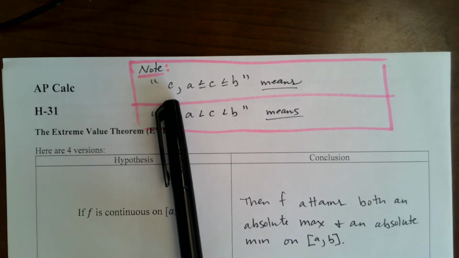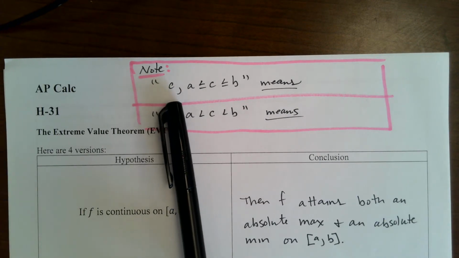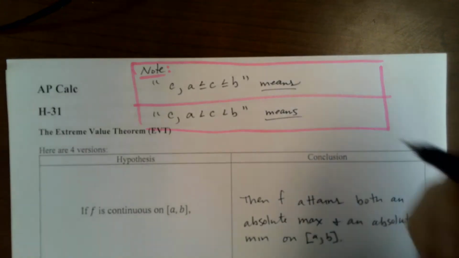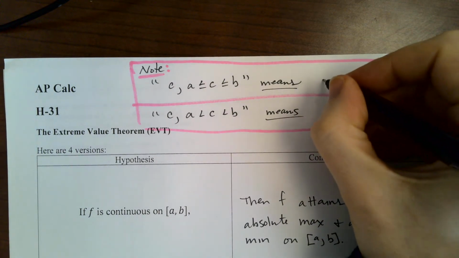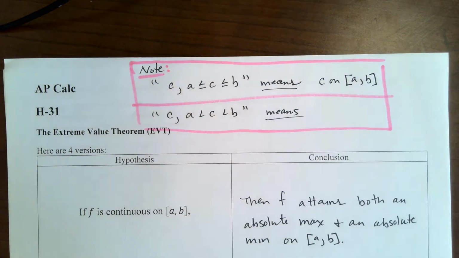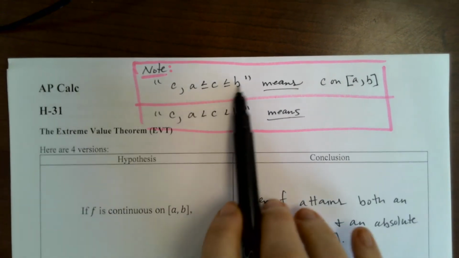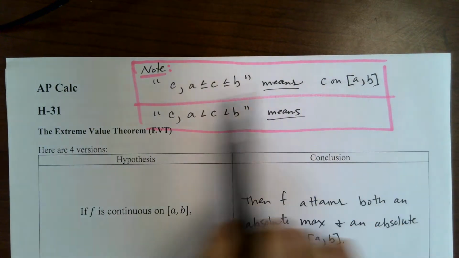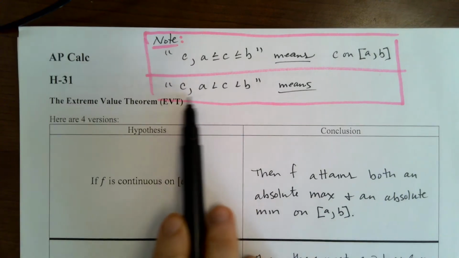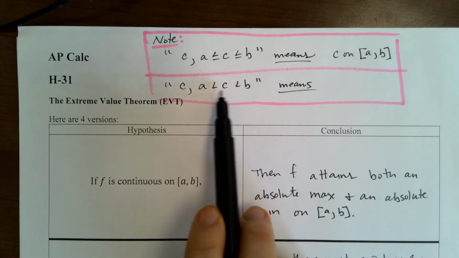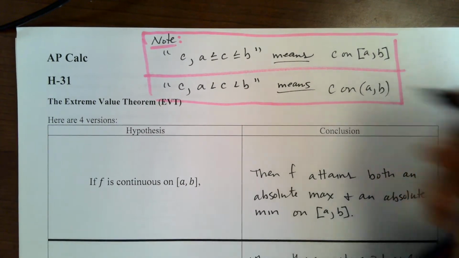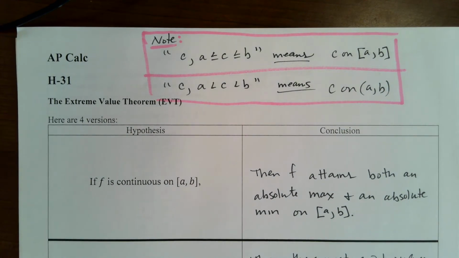So note, if you see C, and then A is less than or equal to C is less than or equal to B, another way of saying that is that C is on the closed interval AB. All right. And vice versa. Now, if you see this, the only difference is that it's not less than or equal to, it's less than. That means that C is on the open interval AB, so it's not including the endpoints.